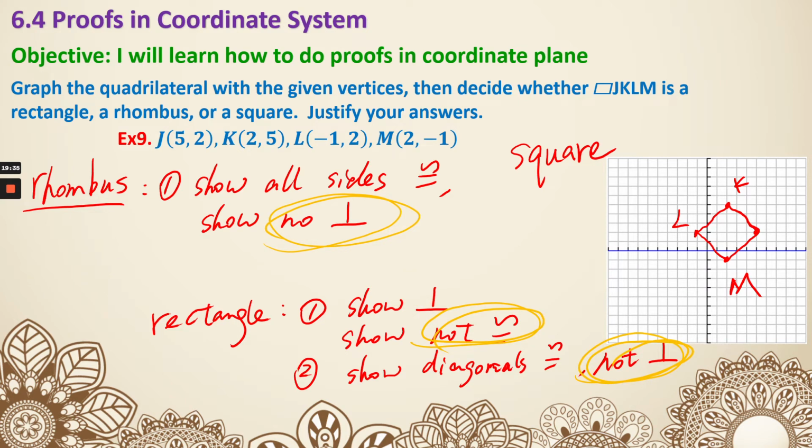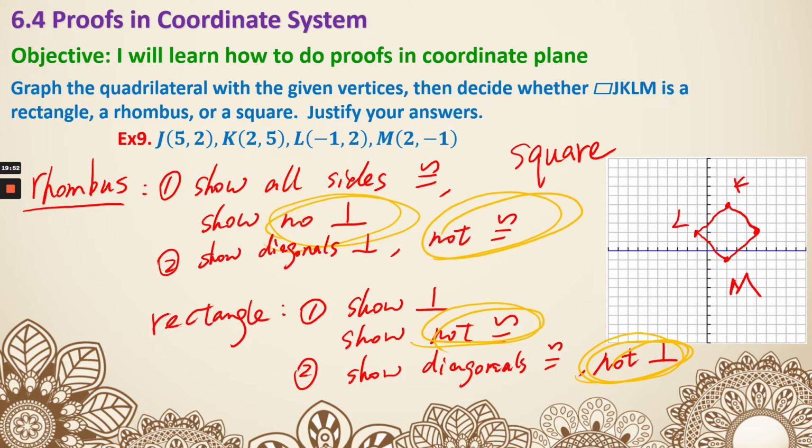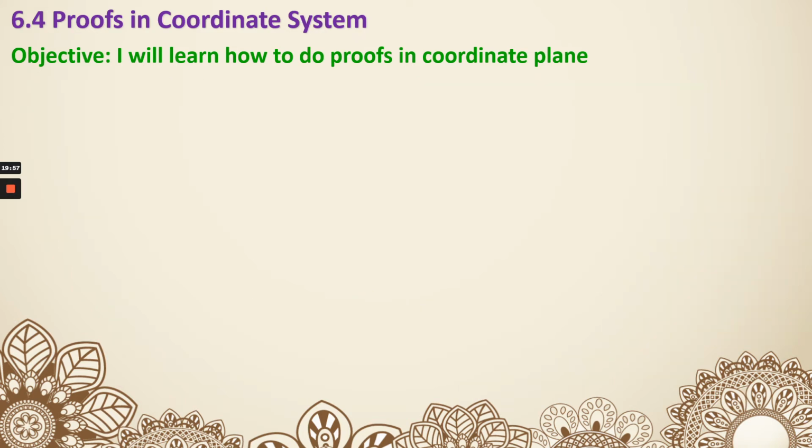And to go back, another way to actually show it's a rhombus, you can show diagonals are actually perpendicular, but not congruent. These are the important things that you actually need to show to make sure what you're trying to find is not a square. Now let's move on to example 10.